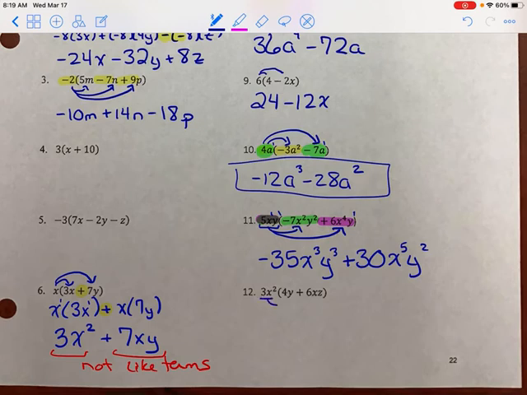All right, very last one. All right, we're going to distribute the 3x squared. So first it multiplies to the 4y. So 3 times 4 is 12. Notice I've got an x squared and a y. I'm just going to bring those down in alphabetical order.